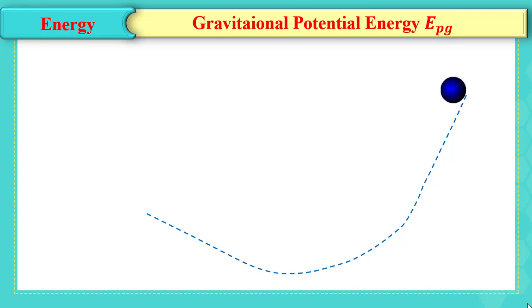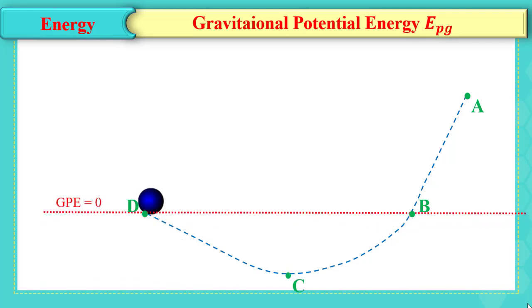Consider a particle of mass m moving down a curvilinear path A, B, C, D, where the horizontal plane passing through points B and D is the gravitational potential energy reference.